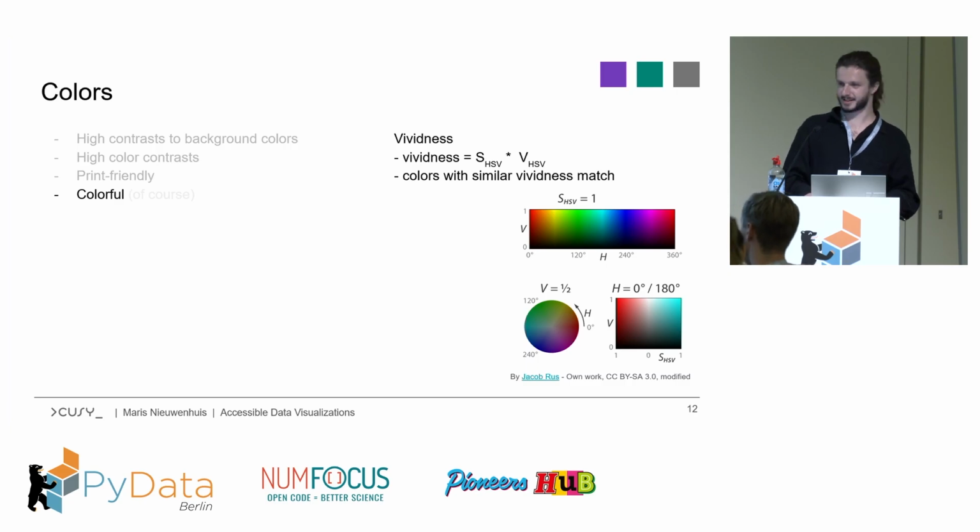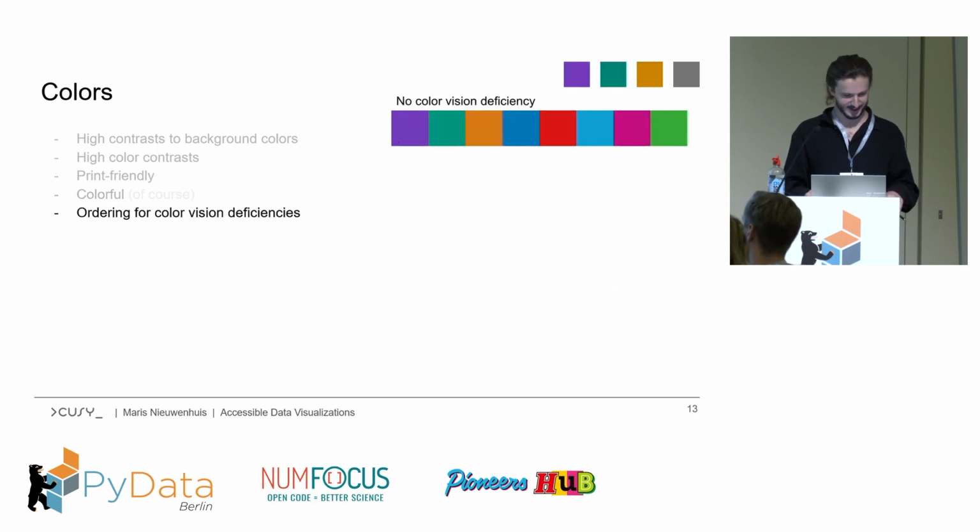These nice constraints lead us to the next point. We want to order our colors so they have maximum differentiability for color vision deficiencies. So here you see our palette. It's already ordered to make it less confusing in the end.